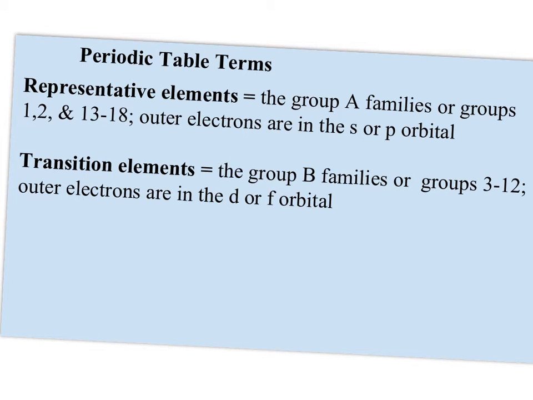So, representative elements versus transition elements. Groups 1, 2, and 13 to 18, so the 2 families on the far left and then the 6 families on the far right, those are the representative elements. They also are the A group families, if you number them that way. They're considered representative elements because they are filling up electrons. Their last electron is going into either an outer s or an outer p orbital. Transition elements are the B families, or that middle section of the table, groups 3 through 12, and their outer electrons are going into a d or f orbital, which is always going to be a floor or 2 behind.